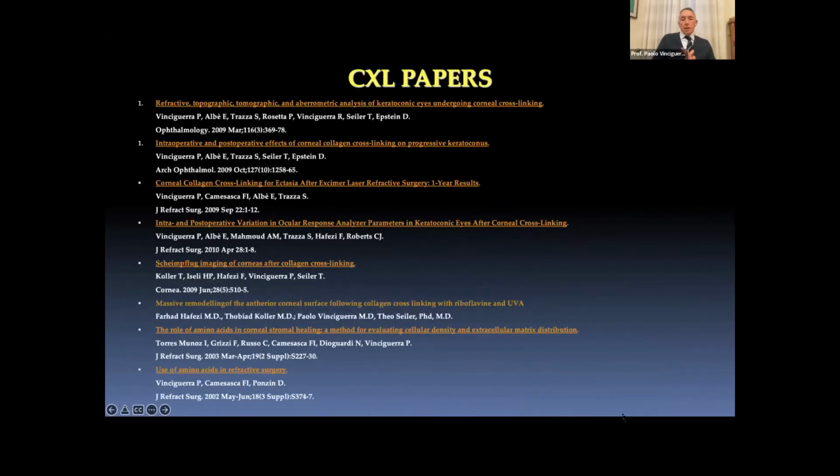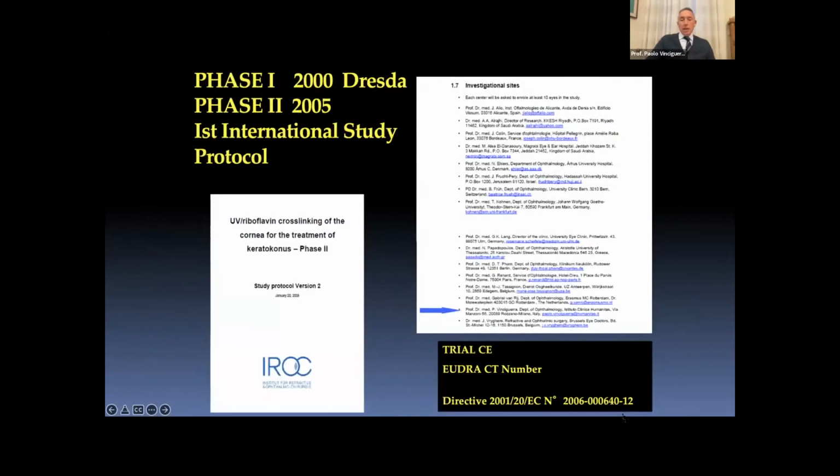Thank you very much. I have done a lot of papers on collagen cross-linking that are listed here. We were involved in the phase 1 study and phase 2 that was used for the CE mark in Europe to allow cross-linking to be performed in Europe. We were a small group of people with Dr. Colena, Ladan Azuri, Professor Frucht and others.